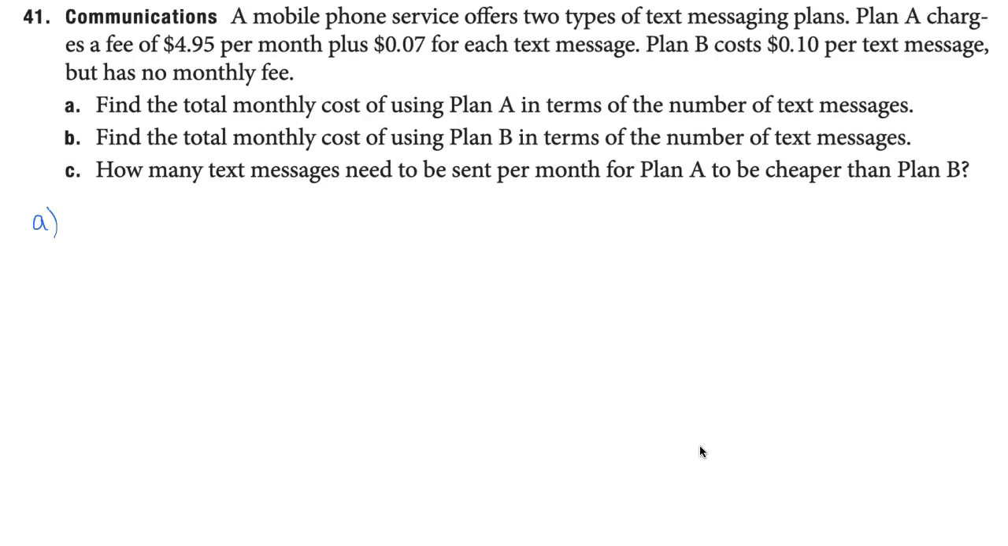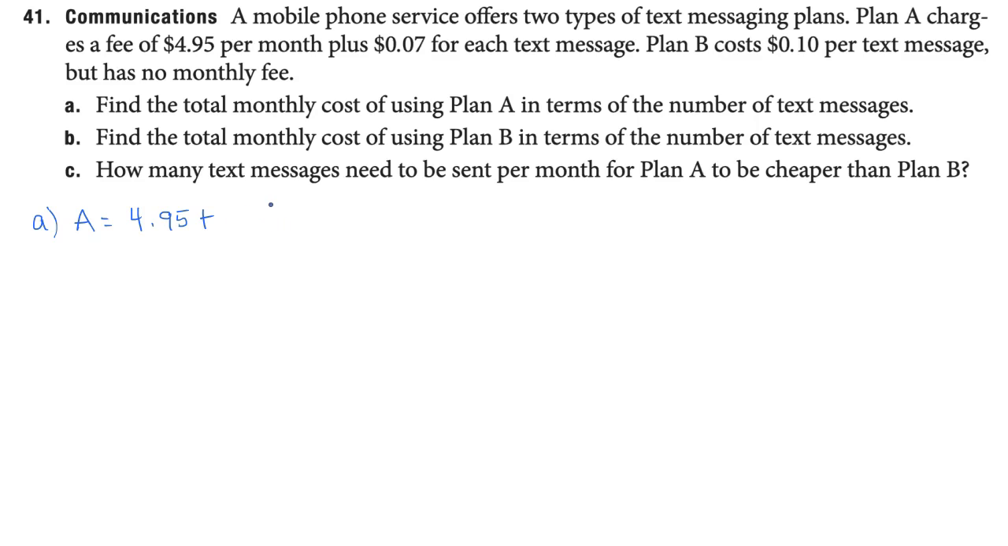This last problem is about communications, mobile phone services, and 2 different plans that you're trying to choose from. Plan A charges a fee of $4.95 a month plus 7 cents for each text message, and plan B costs 10 cents per message but has no fee. So in A, we're going to find the total monthly cost in terms of the number of text messages. In other words, they're not looking for a number, they're looking for an equation. So A is going to equal the cost per month, which is $4.95 per month, plus 7 cents per text message.